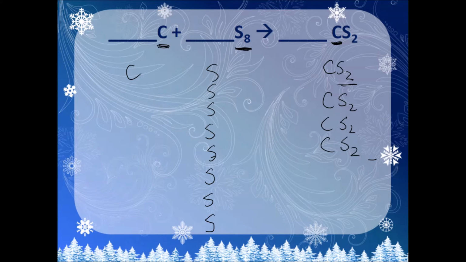Let's go back and check on the C's. How many C's? 4. So what are we going to have to do on this side? So a total of what? We already have 8 S's. I need to know what big number to put there. 1. And what big number goes there? Good job.